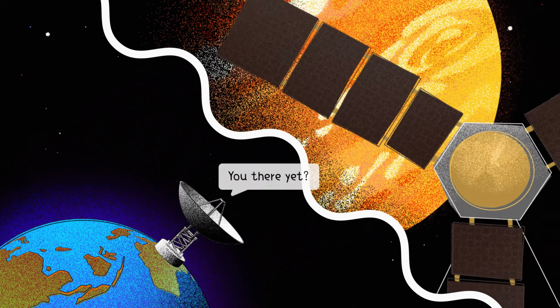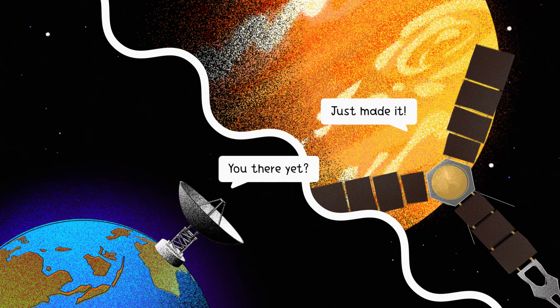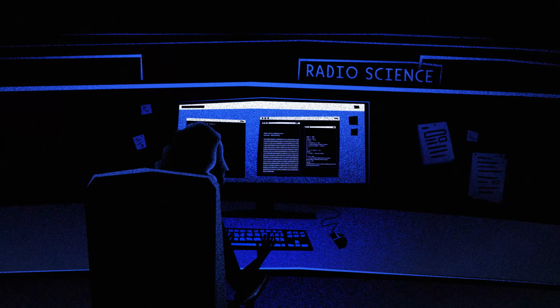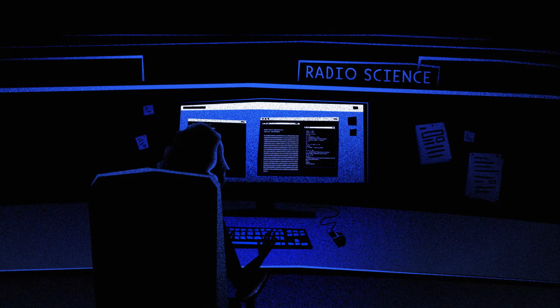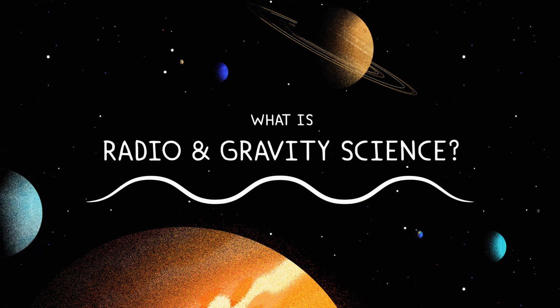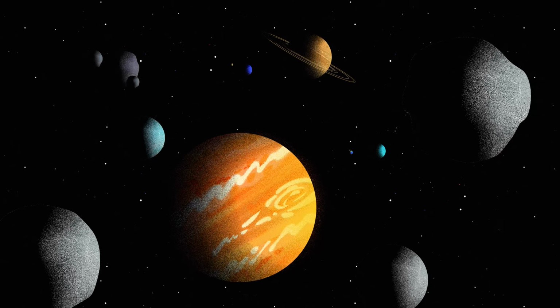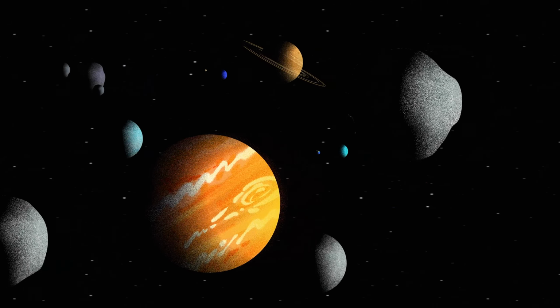But the Deep Space Network, or DSN, is more than just a messaging service. In fact, scientists use the DSN to perform radio and gravity science experiments. But what is radio and gravity science, and how can it help us learn more about the planets, moons, and other small bodies in our solar system?